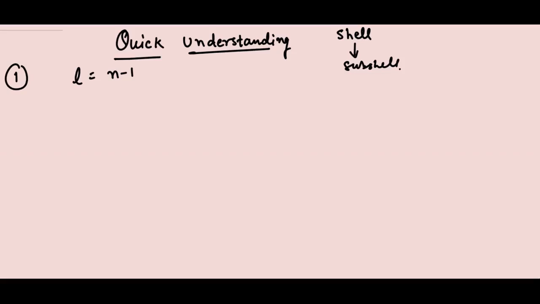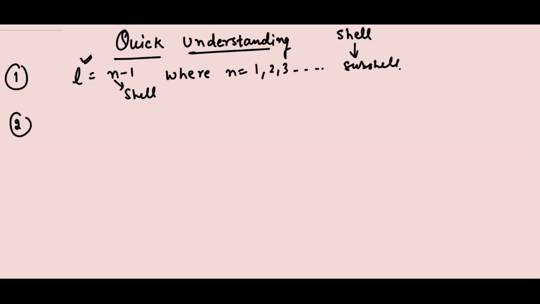Why shell? Because the principal quantum number is actually representing the shell. So when you go one step down the shell, you get the subshell. This way you can remember. And what are the possible values of n? The possible values of n are 1, 2, 3 and so on. It will go up to infinity.